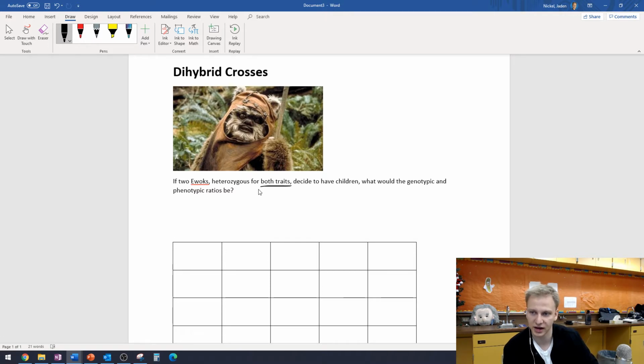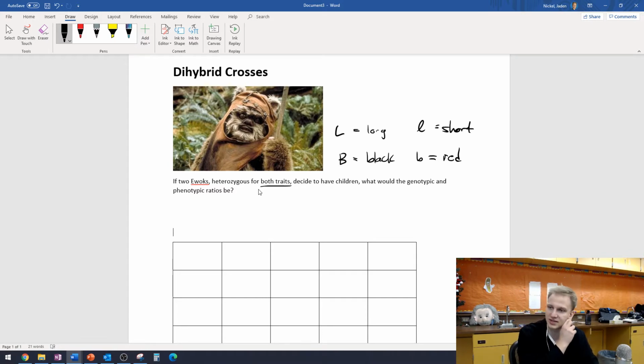Let's say long hair. Capital L is for long hair and lowercase l is for short. And then let's say eyeballs. Some of them have black eyeballs and some of them are Sith Lords and have red eyeballs, like Darth Maul. So we're going to assign letters, and remember, we always assign the same letter to each trait. If we're talking about hair, we do capital L, lowercase l, just so we know we're talking about the same letter.